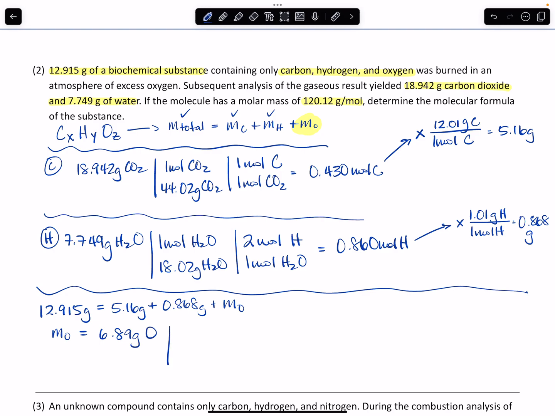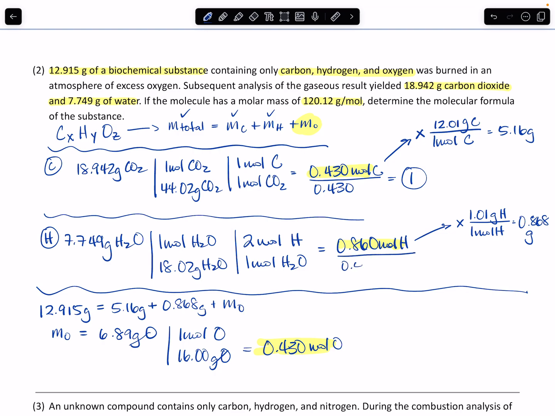So that's my mass of oxygen. Now I'm going to convert that into moles. 1 mole of oxygen atoms has a mass of 16 grams, so it's going to cancel, and I'm going to be left with 0.430 moles of oxygen. Well, look at that, how convenient. So I look at these three values and I divide by the smallest. Two of them are the same, so I'm going to divide by 0.430. So I must have one carbon atom, two hydrogen atoms, and one oxygen atom.